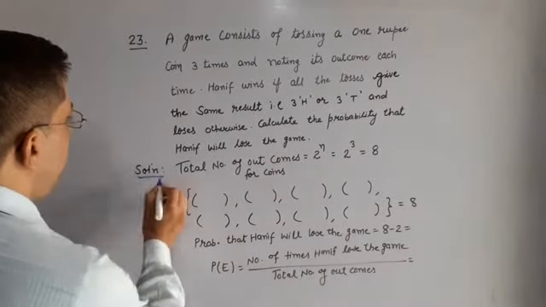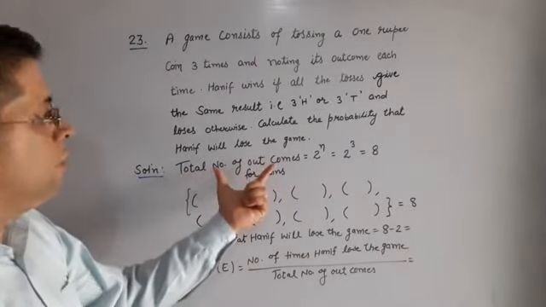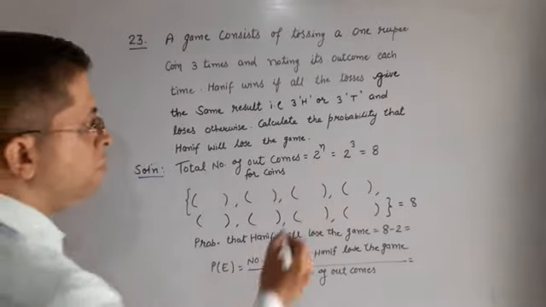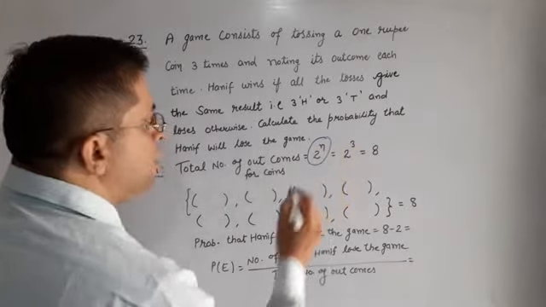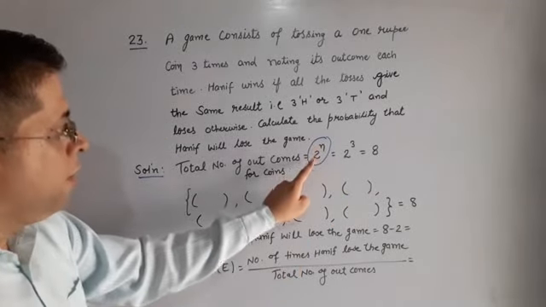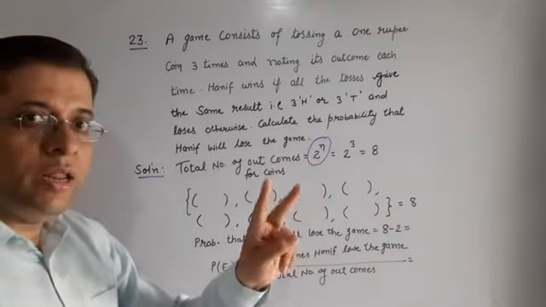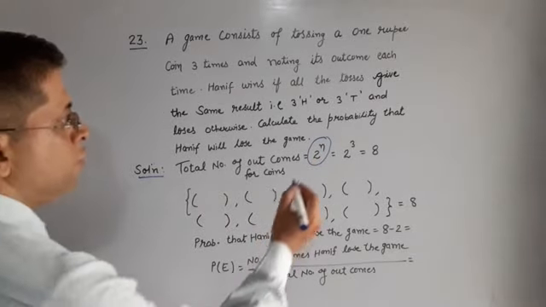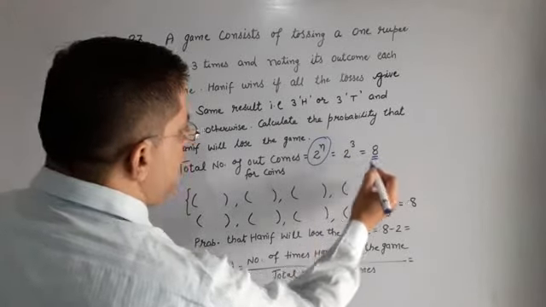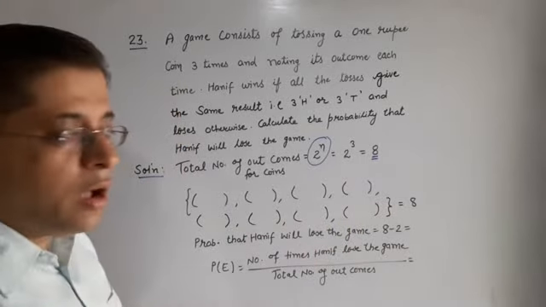First of all, what to do? You have to find out total number of outcomes. How can we get it? We have one formula. How many times the coin tossed? Okay, this is n. And how many outcomes generally? Head and tail, 2. So we can write 2 power 3. This is 2 power 3. This is 8.